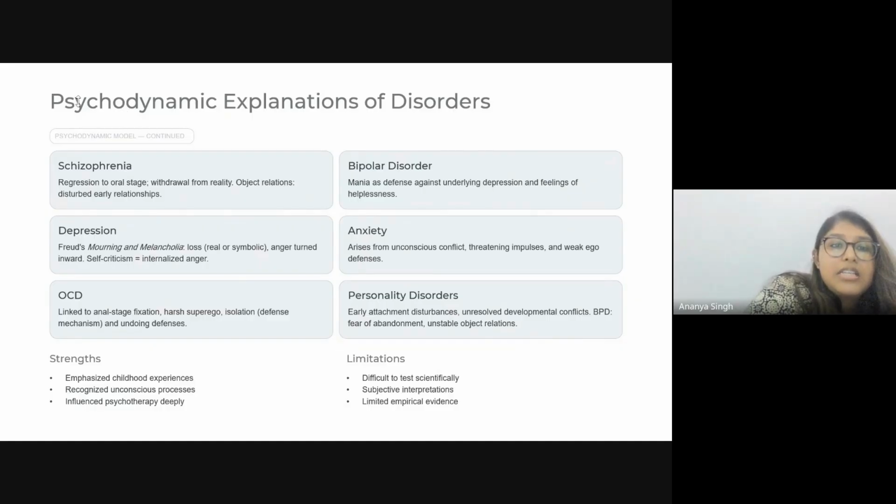There is OCD, in which there is regression or fixation to the anal stage. The superego is very, very harsh. Now, isolation is a defense mechanism that is discussed with reference to OCD, but it is not really explained in the classic defense mechanism list.